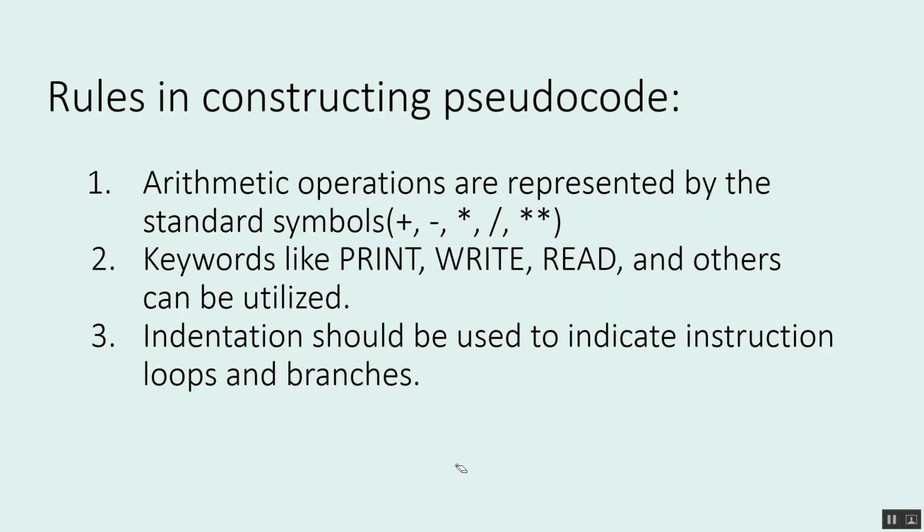Okay, next, keywords like print, write, read, and others can be utilized. As you can see here, these keywords are written in capital letters. Mostly those keywords are action words, and they hold a special meaning. They have a distinction from variables and other values that you can see in a pseudocode. Indentation should be used to indicate instruction loops and branches. So we use indentation in order to group some block of codes that is dependent on the previous.